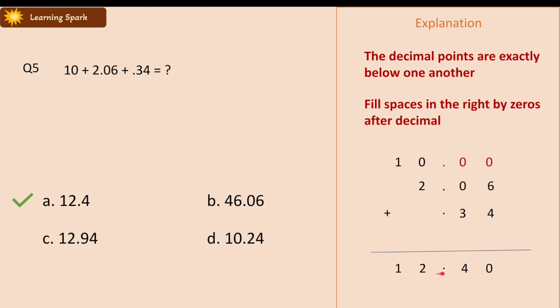So the total is 12.40. As we have said already, this 0 doesn't have any significance. It is not changing the number. If you remove this 0, the number remains the same. So 12.40 is basically the same as 12.4, and here we have 12.4 as the answer.